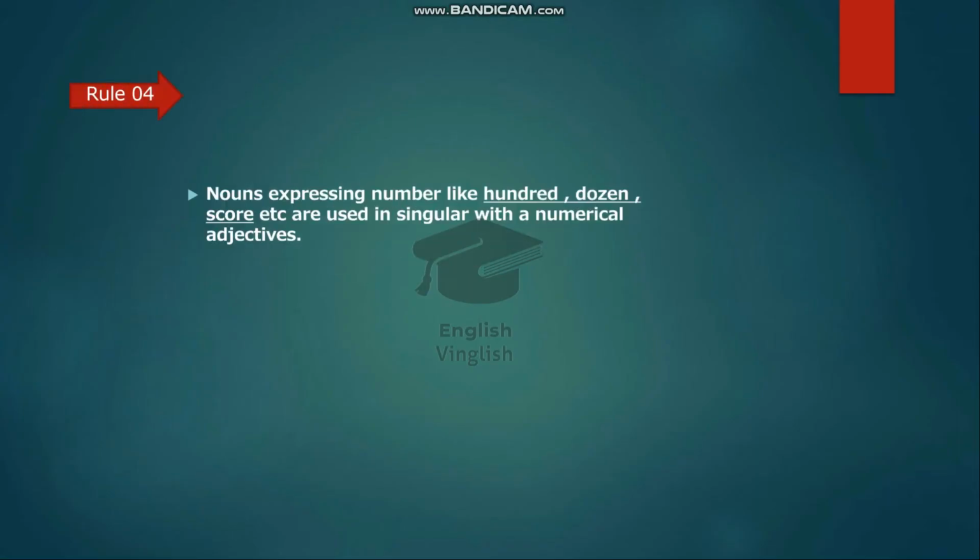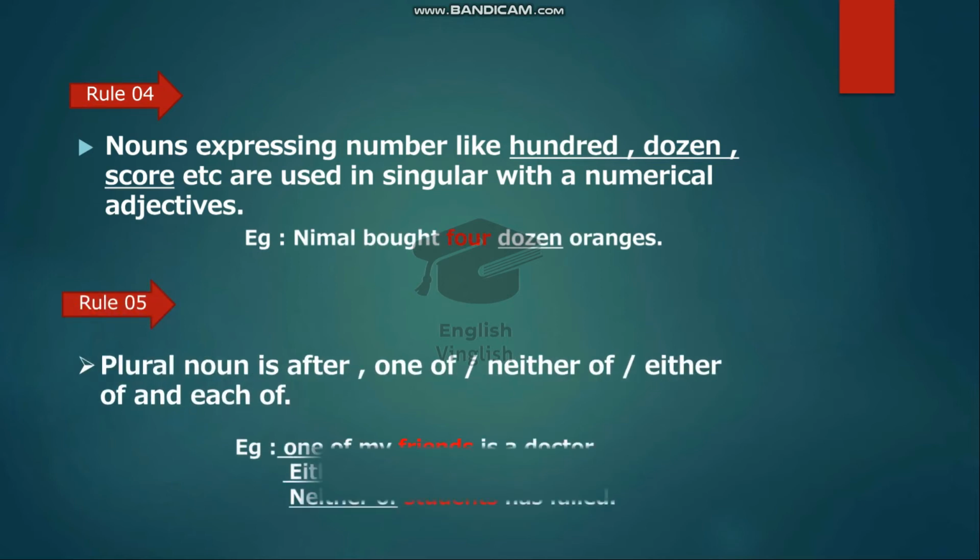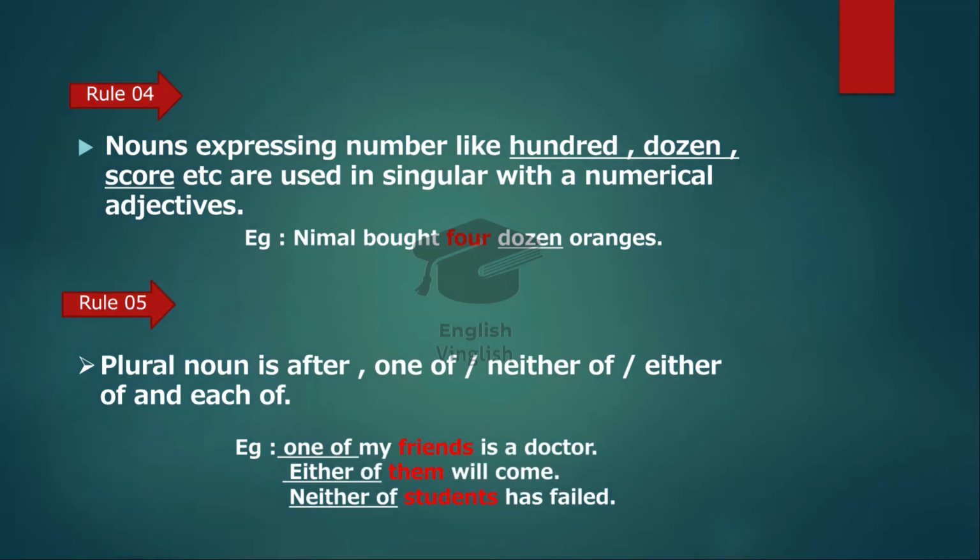Fourth rule. Nouns expressing number like hundred, dozen, score, etc. are used in singular with numerical adjectives.